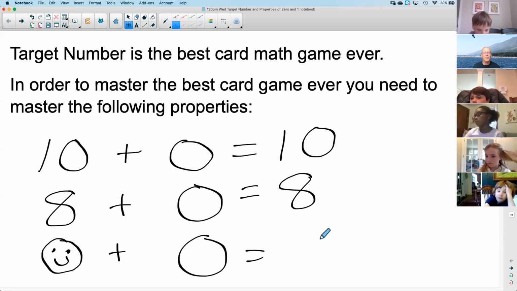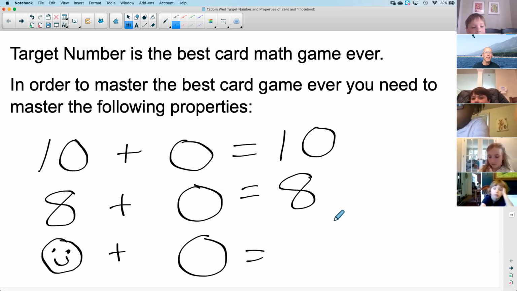So smiley face plus smiley face equals smiley face. Well, does this look like a smiley face? Oh, I mean 0. Right. So say the sentence again, please. Smiley face plus 0 equals smiley face.